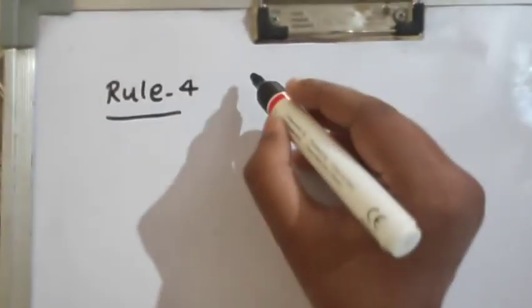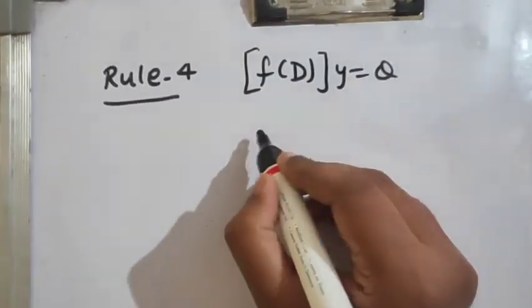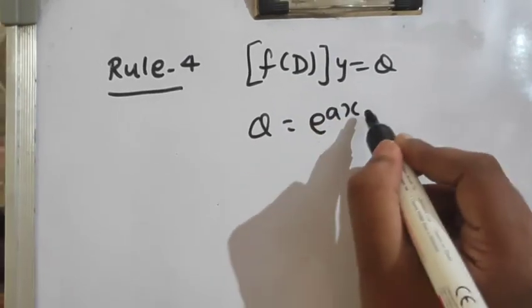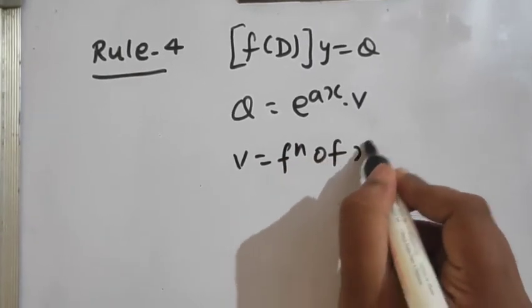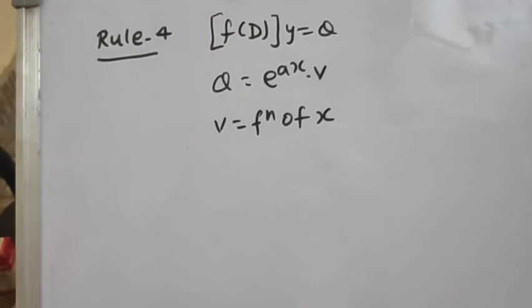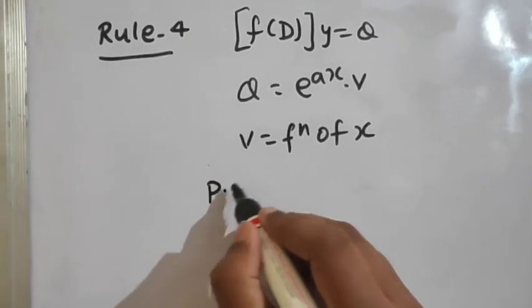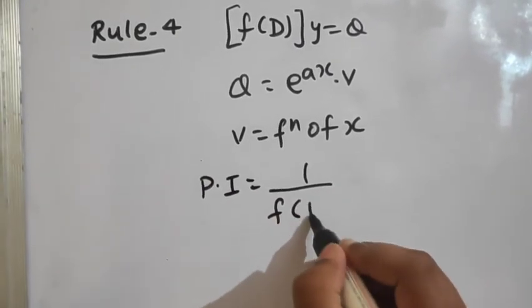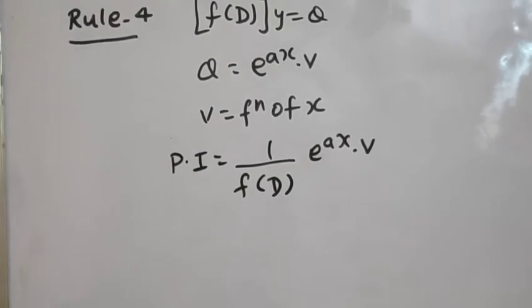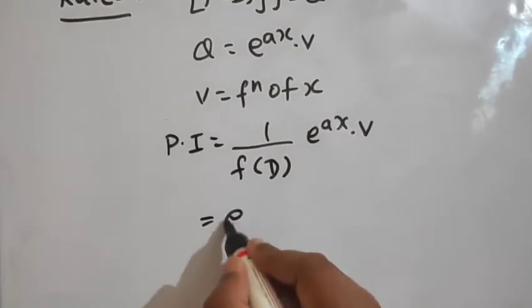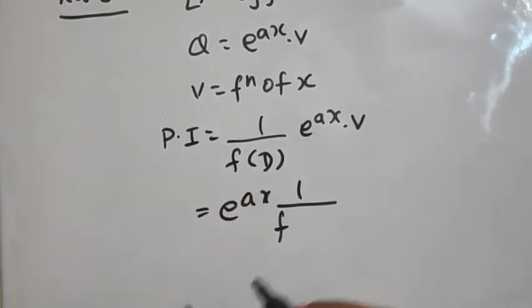Rule number 4 is, what was the format? F of d y equals to q. Now if q is e power ax into v, where v is a function of x, so what to do in that particular case? Okay, so in that particular case, particular integral you write like this, 1 upon f of d, and here we have e power ax into v. Take e power ax out and replace d by d plus a.